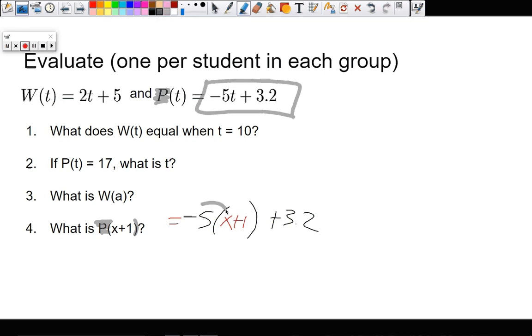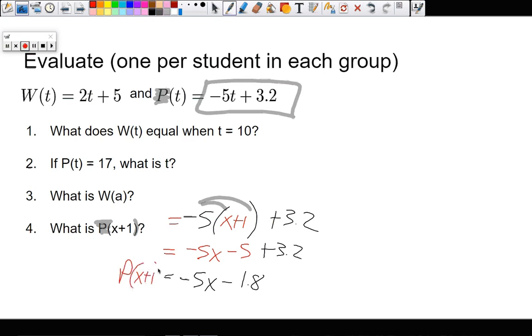From distribution in Algebra 1, we learn if we have a number in front of parentheses like that, we will distribute. So we get, anyone, what? Negative 5x minus 5 plus 3.2. Got to finish that off, right? Whatever's there. Let's combine like terms. What's negative 5 plus 3.2? Negative 1.8, right? So we get negative 5x minus 1.8. And this is the answer. Watch if we plugged in x plus 1 into the P function. Questions?